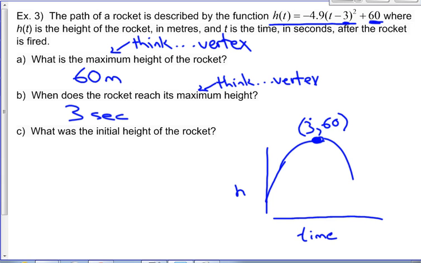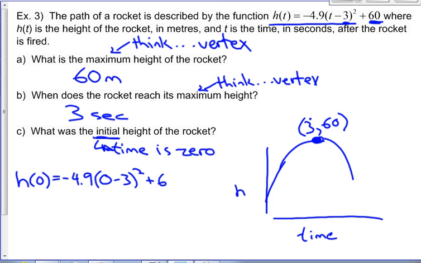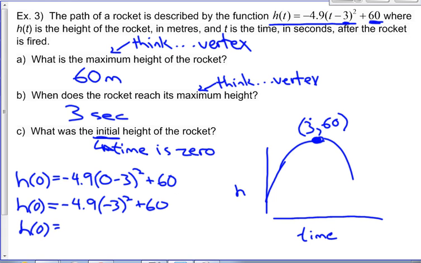Last piece of the puzzle. What was the initial height of the rocket? Initial should make us think time is 0, after 0 seconds have passed. So h at 0 is going to be negative 4.9, 0 minus 3, all squared, plus 60. And we've seen that function notation from grade 10. Okay, that'll be negative 4.9 times negative 3 squared plus 60. Negative 4.9 times 9 plus 60. And we can just run it through, and we're going to get 15.9.